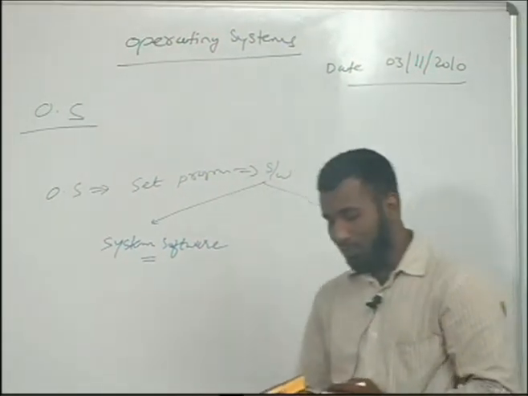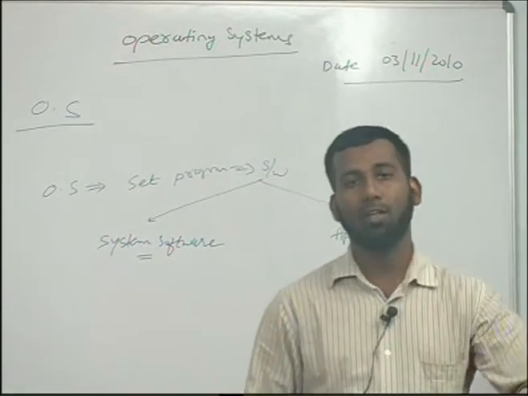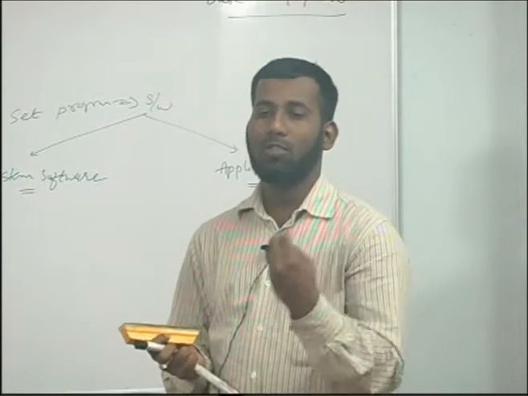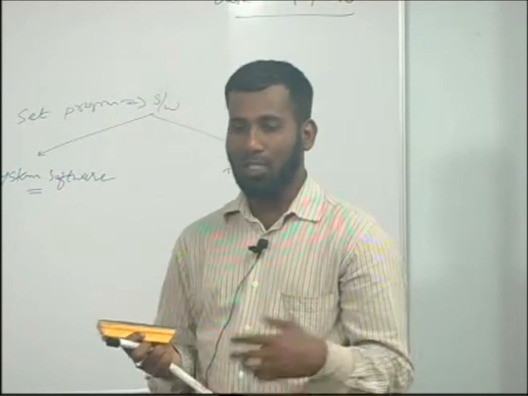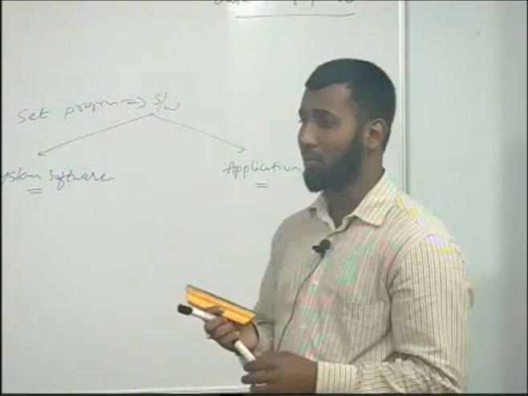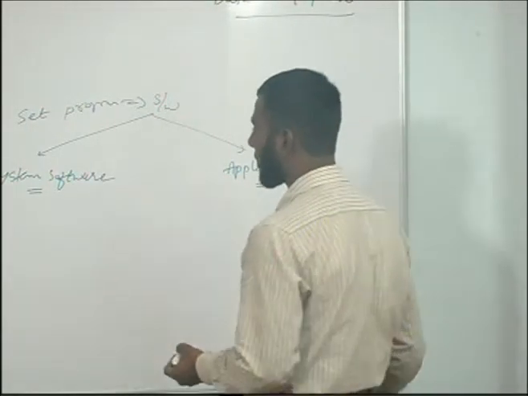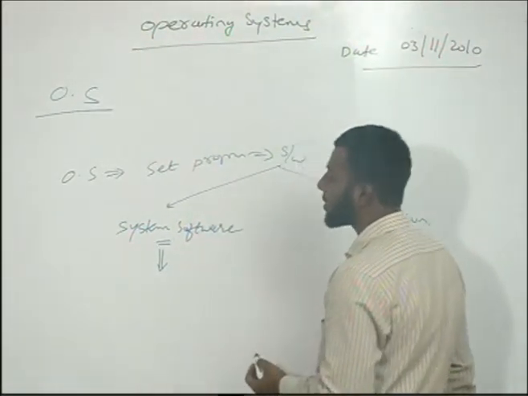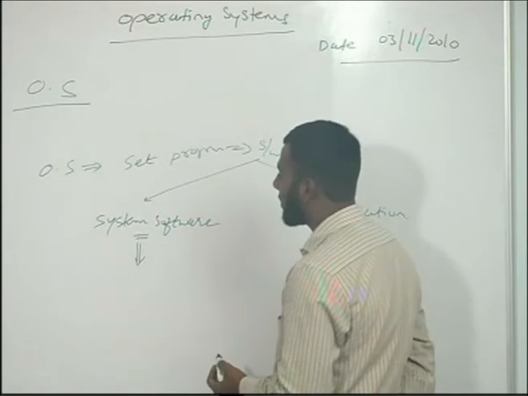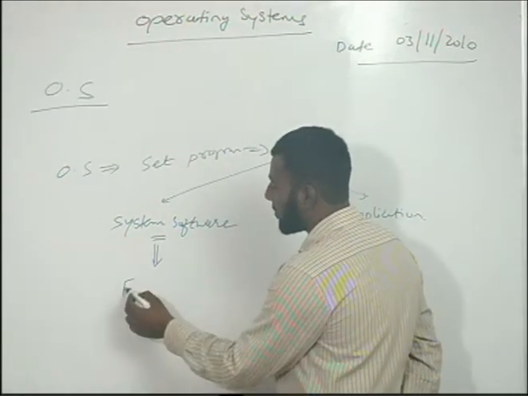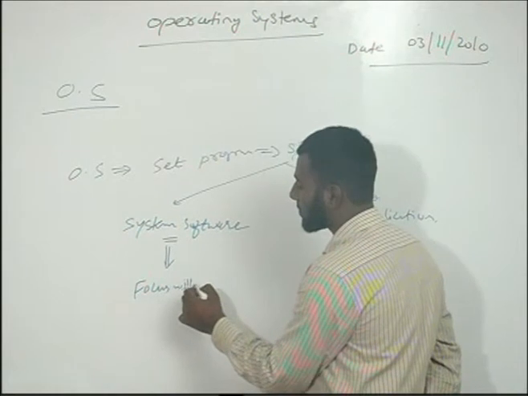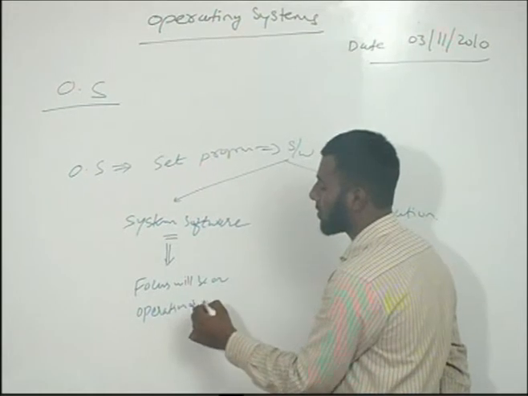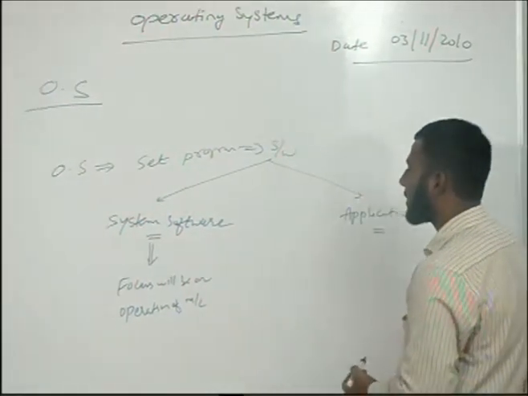System software is software which generally focuses on the operation of a computer. If you want to manage the resources of a computer, or utilize the resources of a computer, then we need a set of programs. Those set of programs whose focus is mainly on the operation of the computer system or the machine, we call system software. So the main focus is on operation of the machine.